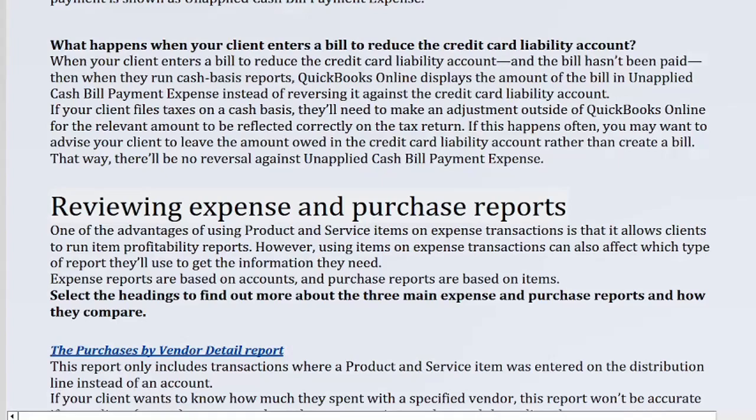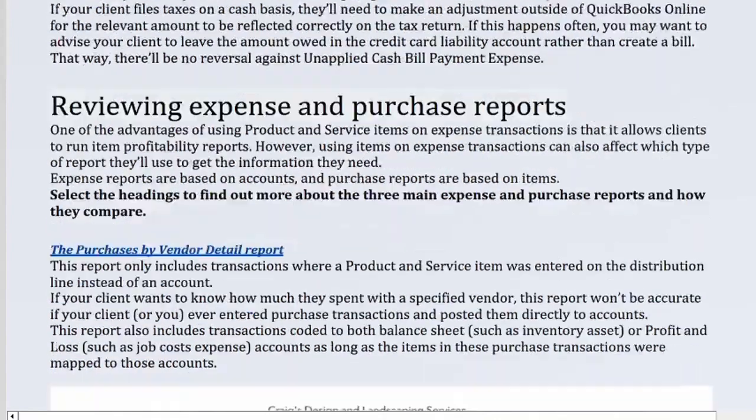If your client files taxes on a cash basis, they'll need to make an adjustment outside of QuickBooks Online for the relevant amount to be reflected correctly on the tax return. If this happens often, you may want to advise your client to leave the amount owed in the credit card liability account rather than create a bill. That way, there will be no reversal against unapplied cash bill payment expense.